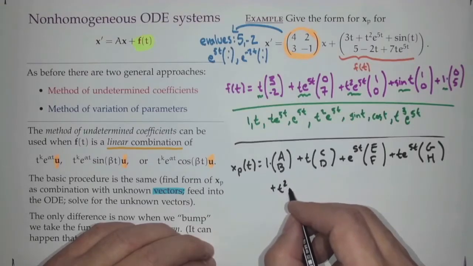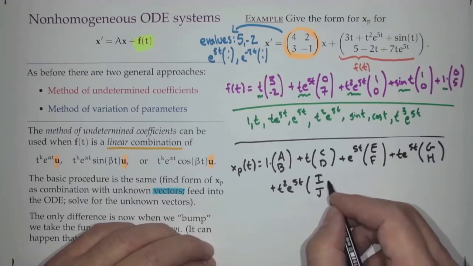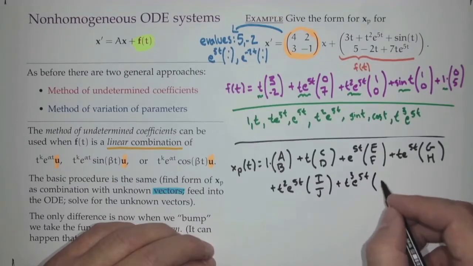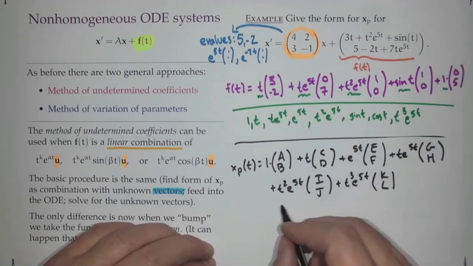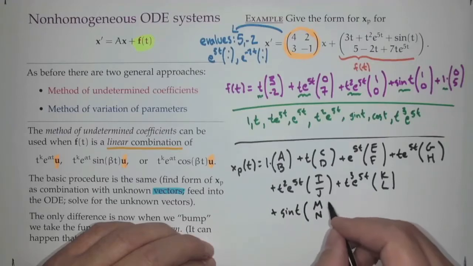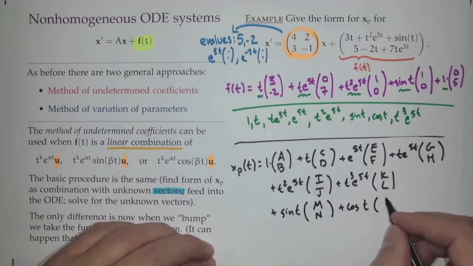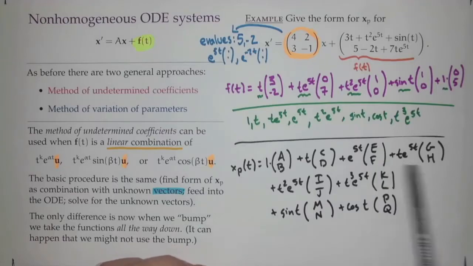t e to the 5t, GH, t squared e to the 5t, IJ, t cubed e to the 5t, KL. And now we're down to the last two. Sine of t, MN, and cosine of t, I'll skip P, it looks too much like 0, PQ. Sorry, O, 0 and O look too similar. And so, that's our particular solution.